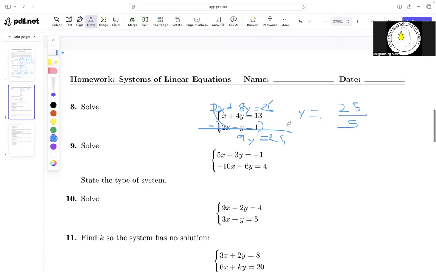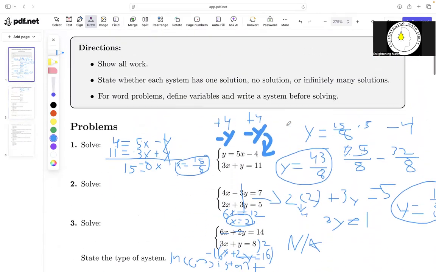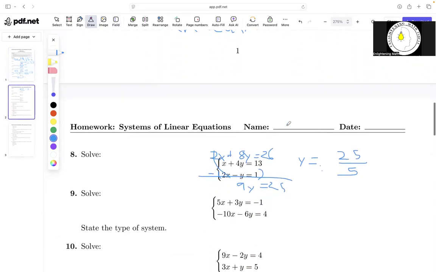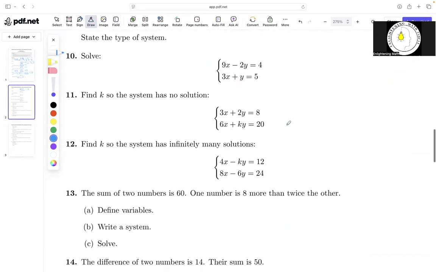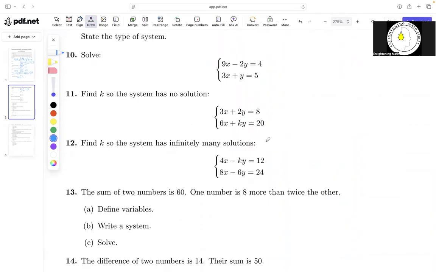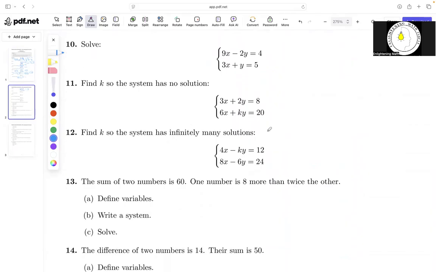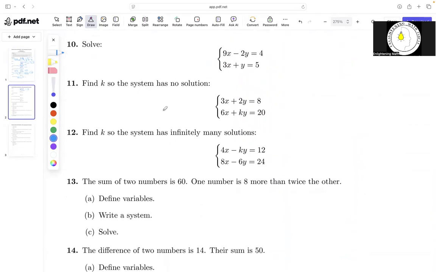Okay, so based on all of these examples, it seems like we've gotten the gist of solving systems. So let's move on to the next topic here. It says find k so the system has no possible solution. So what we want to do is find the value of k where the x values of this equation here and the y values would be the exact opposite of each other, correct?